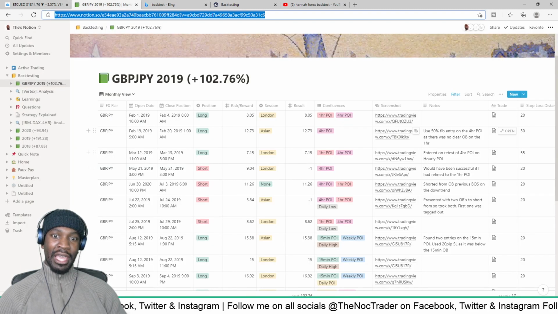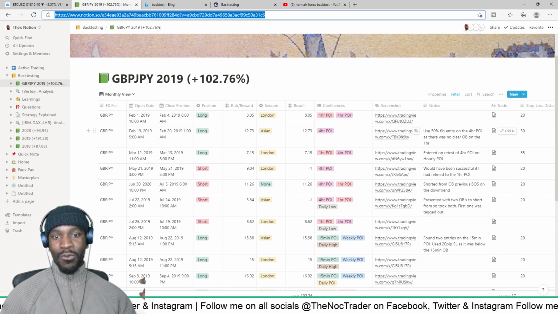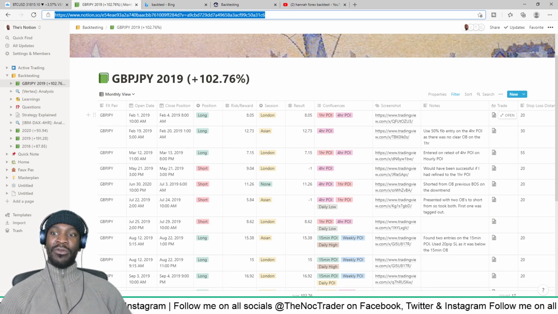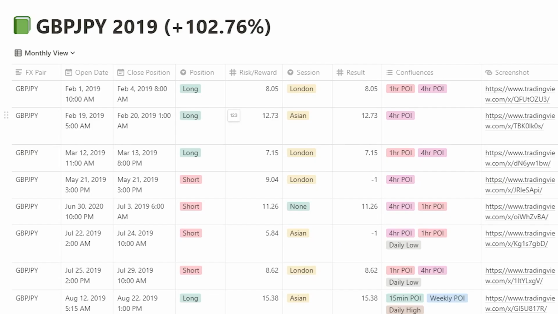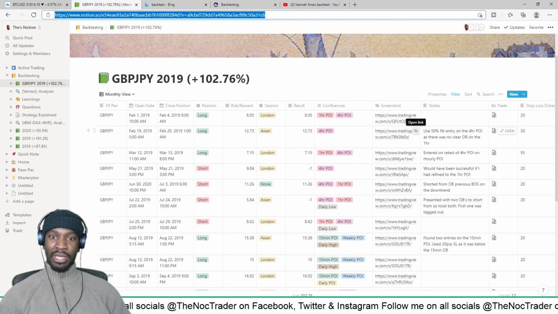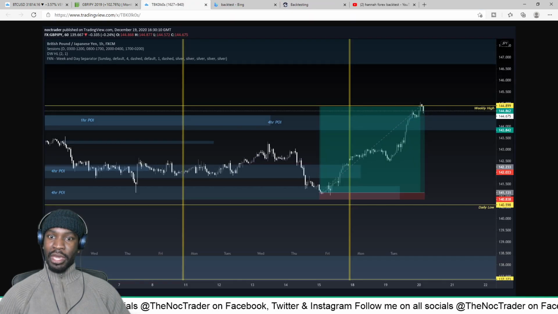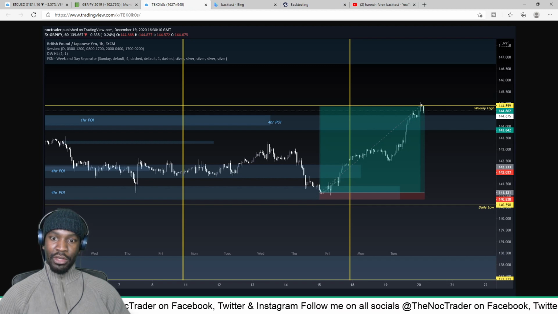So for every trade I had, I've got a visual representation of what happened, so I can go back and look at it. For example, let me take this one. This is a 12.73 risk to reward that I gained from this backtested trade. I opened it up here, and it shows me exactly where I entered, where I exited, and why. Obviously I entered here because there's a 4-hour point of interest.